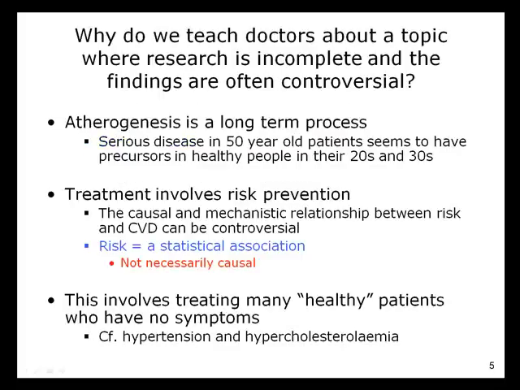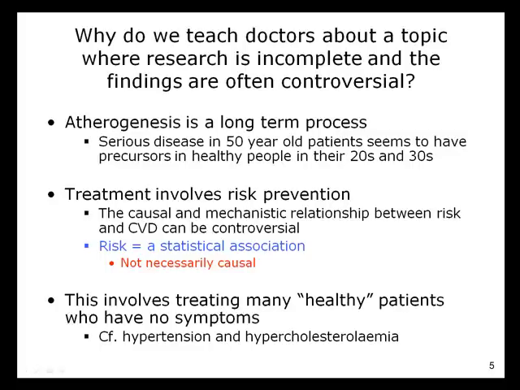Now, why do we teach doctors about a topic where the research is incomplete and the findings are often controversial? Well, you're going to be practicing for quite a number of years in the future. We already know that atherogenesis is a long-term process. Serious disease seen in 50-year-old patients seem to have precursors in healthy people who are as young as in their 20s or 30s.